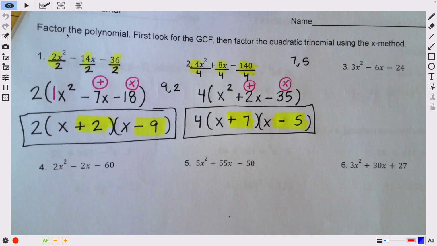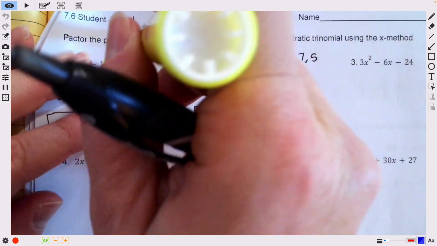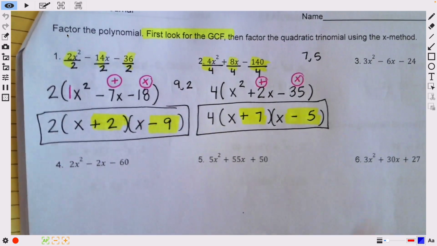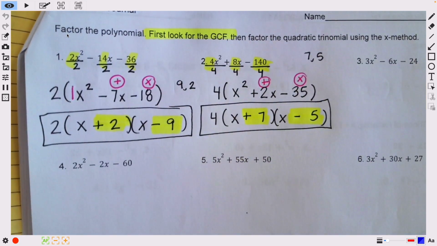Okay, so the first 6 problems on your homework tonight are just like this. And it even tells you, you're going to first look for your greatest common factor, and then you're just going to factor your trinomial like normal. I don't use this X method, although you're going to figure out what that means today. Beautiful. So that's how the first 6 problems work.